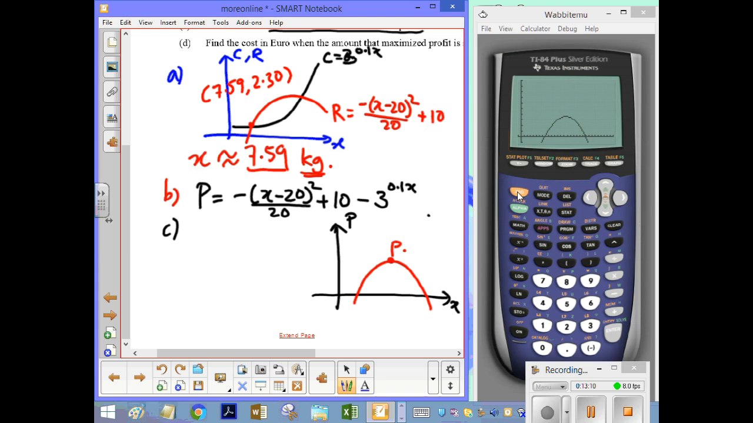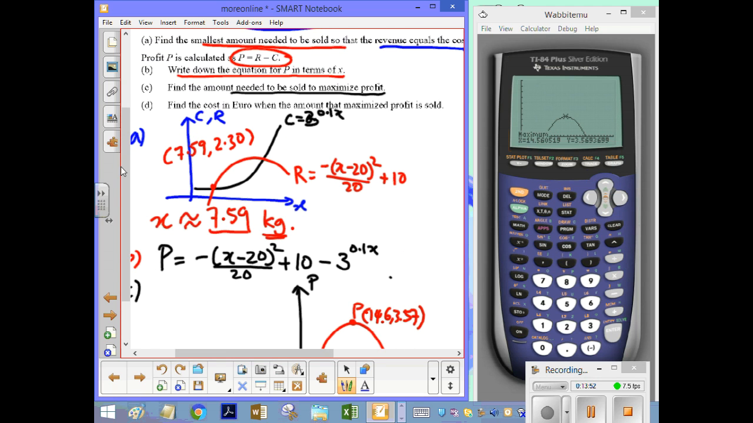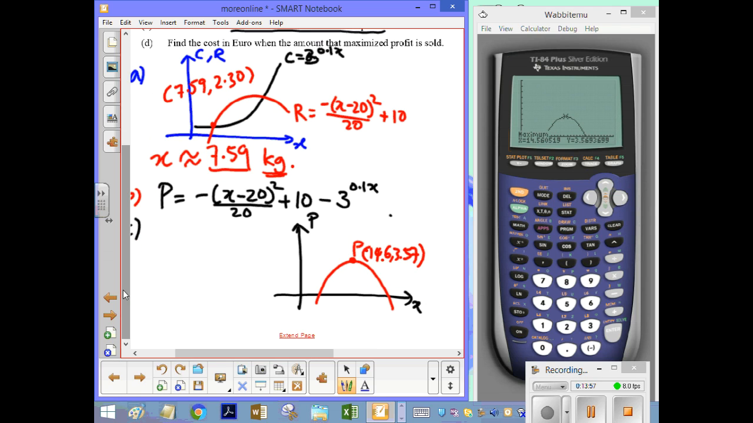So I can do second trace, and then I want to go to maximum, number 4, and then left bound, left of the maximum, right bound, right of that maximum. Guess where you think the maximum is, somewhere there, enter, and then it will calculate it. So here the question is, find the amount needed to be sold to maximize the profits. What's the quantity that needs to be sold? That is 14.6. Here x is roughly 14.6 kilograms.